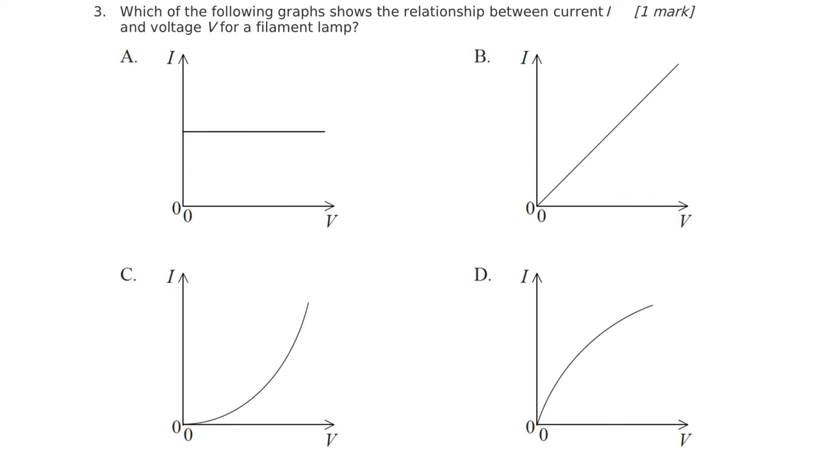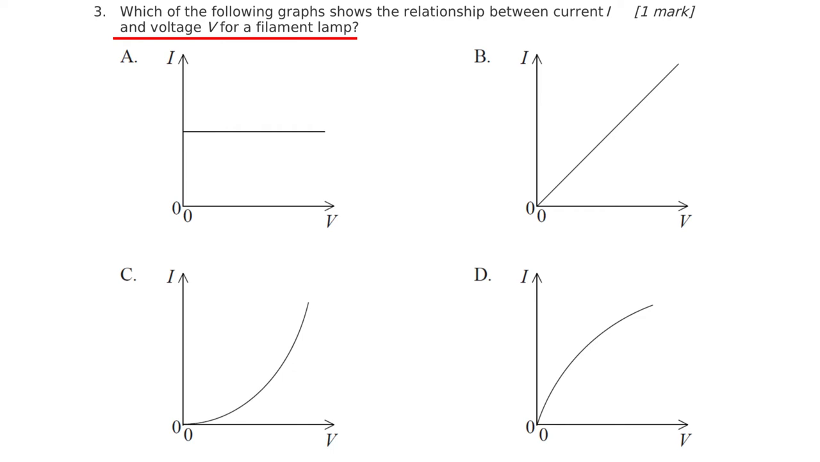Which of the following graphs shows the relationship between current and voltage for a filament lamp? Okay, let's just have a look at some of the sillier ideas. We look at B there, we've got a straight line, and so therefore that is an ohmic conductor. Now, the point here is that we're looking at a filament lamp, which is non-ohmic.